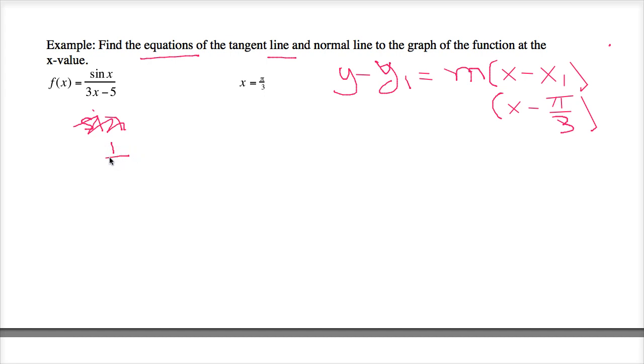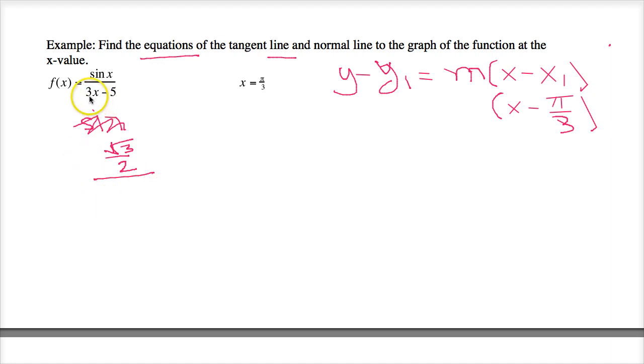Sine of pi over 3. Let me think about this. Sine of pi over 3 is radical 3 over 2. Okay.